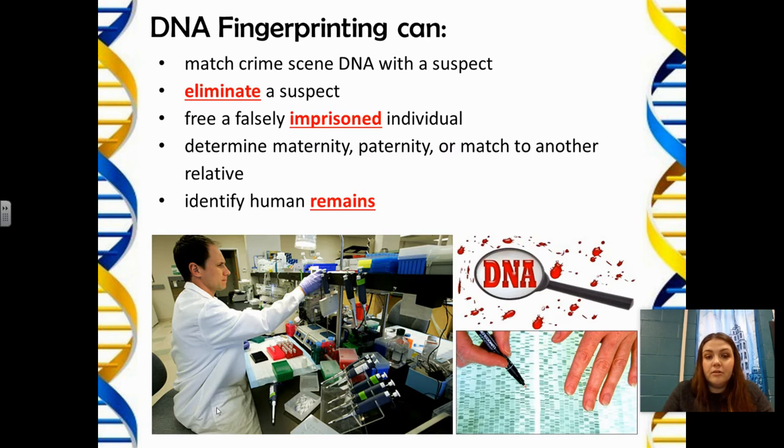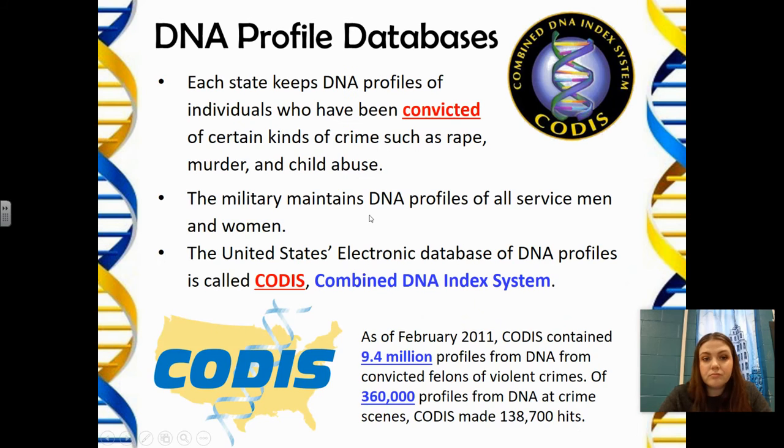Kind of skip this. DNA fingerprinting can match crime scene DNA with a suspect, eliminate a suspect, free a falsely imprisoned individual because we realized they didn't match and we had accused them, determine maternity, paternity, or match to another relative. So that's one way to figure out who our Jane Doe is, matching to their parents to see if that's their DNA. That could be a way to identify a missing person, or a way to figure out just plain paternity, like is he the father? All these are done with these DNA bands, and identifying human remains is what I just talked about.